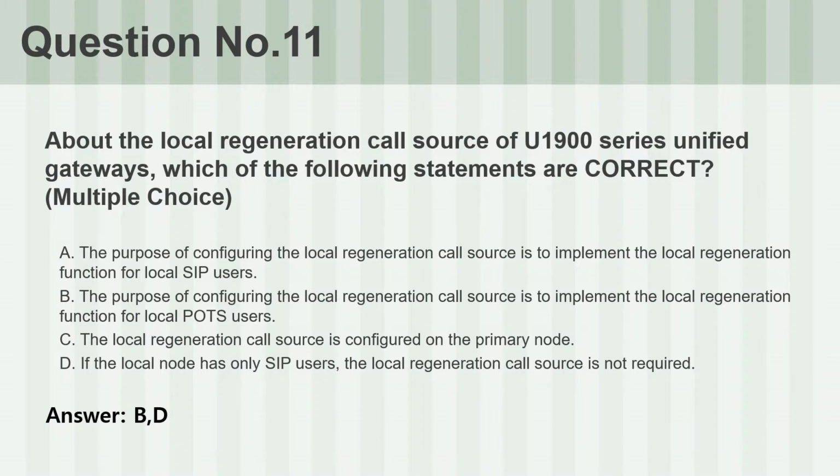Question number 11. About the local regeneration call source of U1900 series unified gateways, which of the following statements are correct? Multiple choice. A. The purpose of configuring the local regeneration call source is to implement the local regeneration function for local SIP users. B. The purpose of configuring the local regeneration call source is to implement the local regeneration function for local POTS users. C. The local regeneration call source is configured on the primary node. D. If the local node has only SIP users, the local regeneration call source is not required. Answer B, D.